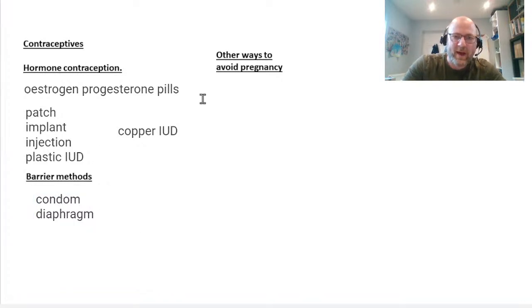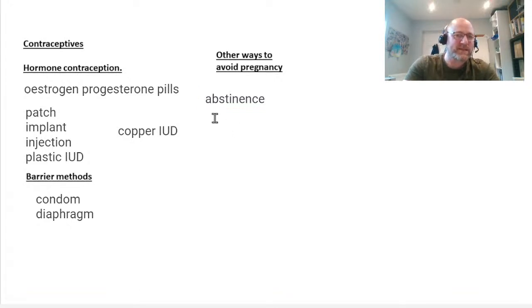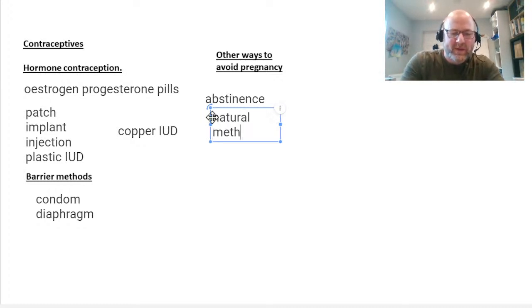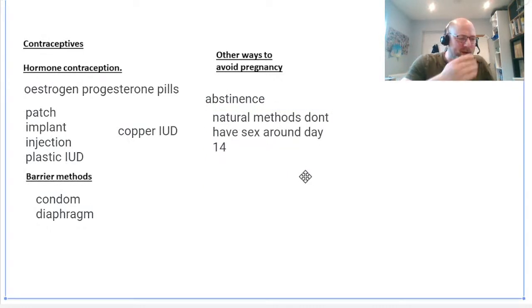Awesome. And then other ways to avoid pregnancy. Somebody said abstinence. Abstinence, that's basically not having sex. You can just write don't have sex. There is natural methods, which is don't have sex around day 14. Why is that not a very good method? Yeah, that's not a very good method.